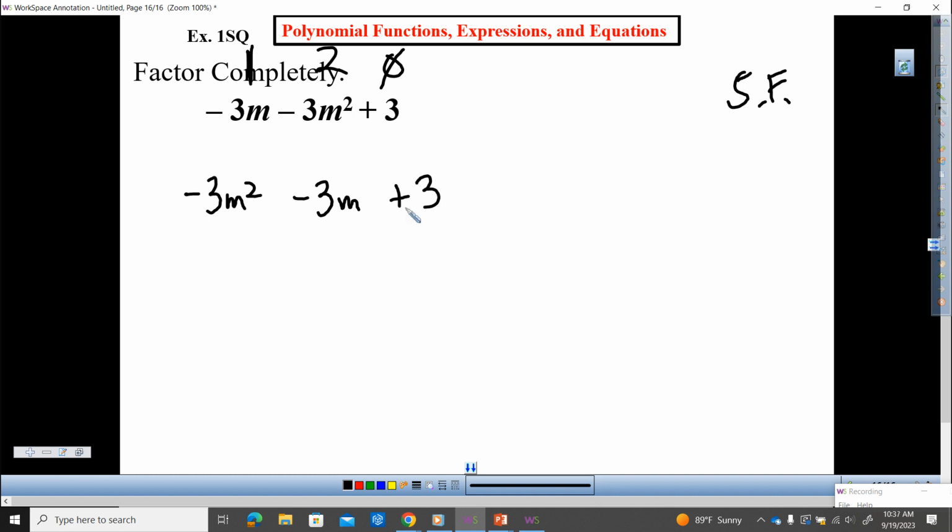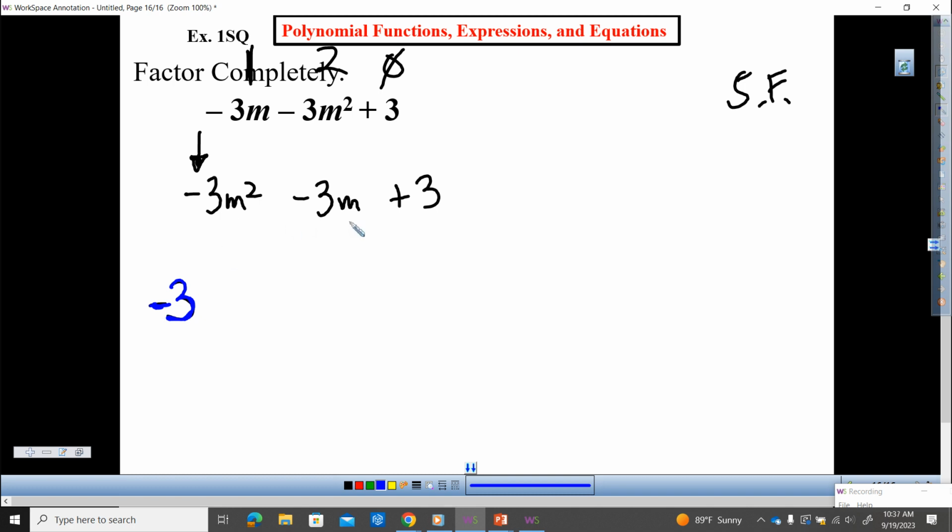What's the second thing we check for, everyone? GCF. So what number divides 3, that divides 3, that divides 3? 1 and 3, but the greatest one is 3. Now check this out. Since the leading coefficient, the very first number, is a negative, we're going to make our GCF start at negative 3. Negative 3. Once again, remember that. If the leading coefficient is negative, make sure you put that on the front.